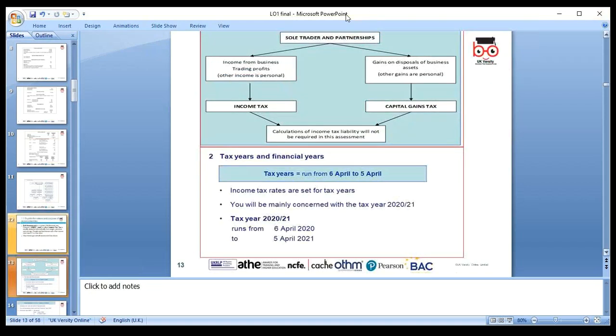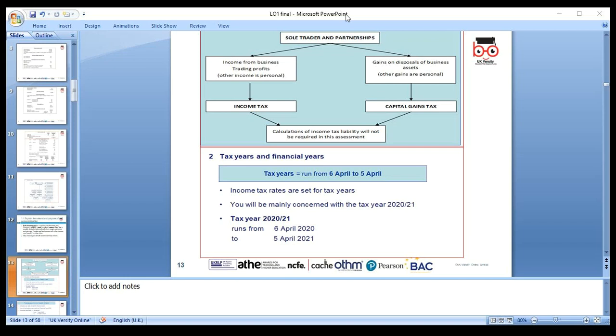Okay, then a little move here. So sole trader and partnership. Normally in that case, we have to do the self-assessment. A company can do it as well, but income from the business, trading and the profit and other income is personal. So calculation of the income tax liability will not be required in this assessment, but we have the gain on the disposal of assets and other gains. Yes, we look around the form as well.